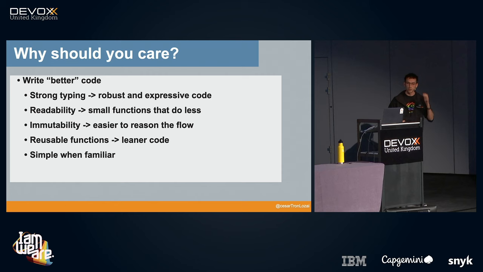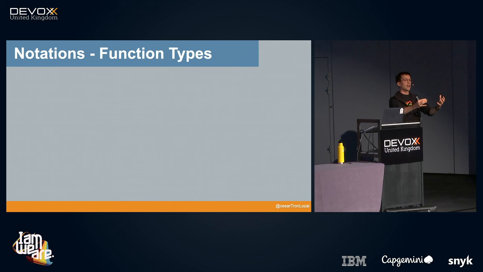So now we have some context of why I'm doing this talk, why you should care about it. Before we start this journey, we need to have a common language. So this is what I'm going to do now. I will introduce some notations and some principles so that we can communicate.